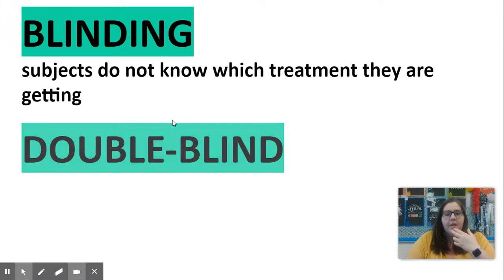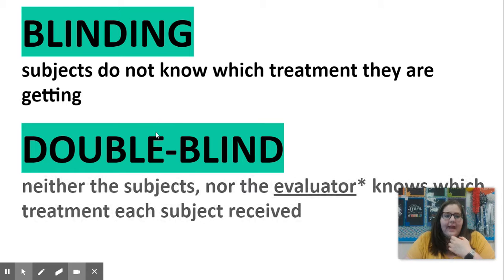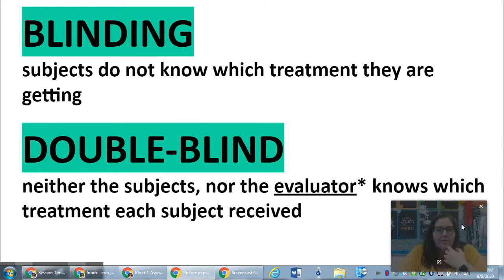We also have something called double blind, and double blind just means that the subjects don't know which treatment they're getting, but also anybody who we would call an evaluator also doesn't know.